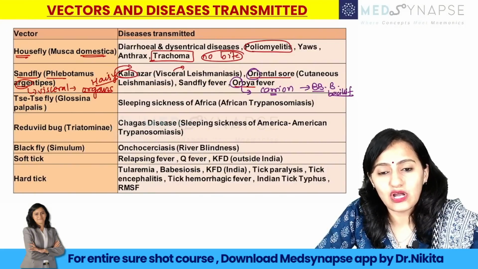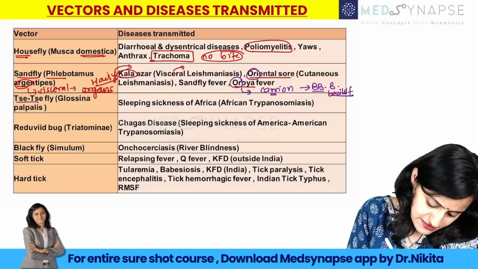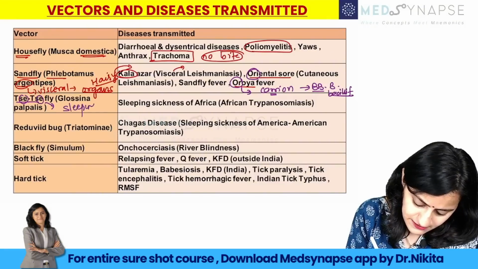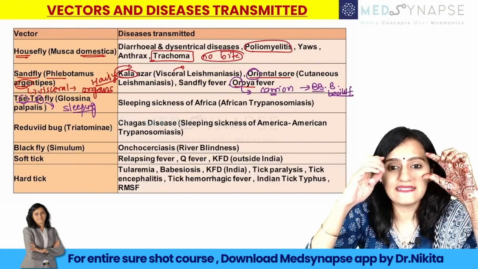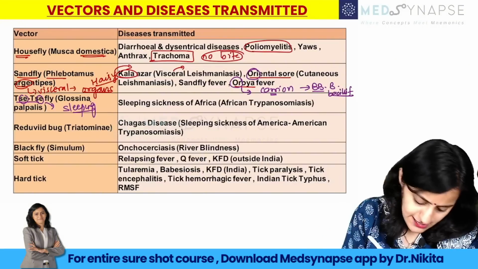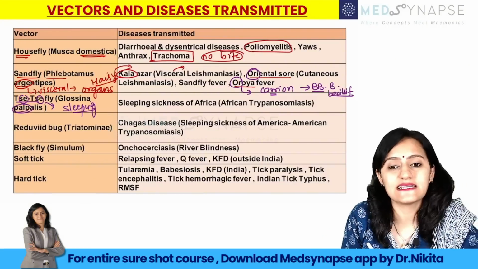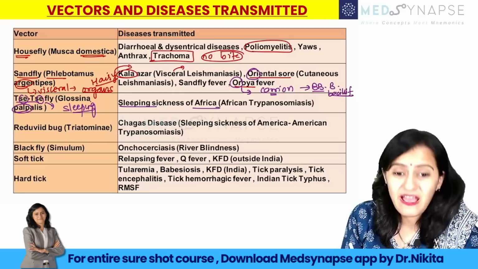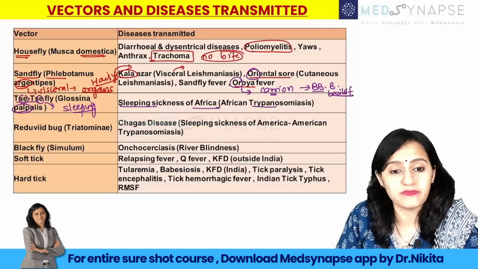Tsetse fly, Glossina palpalis. Remember tsetse, sleeping. Okay, sleeping sickness. When we sleep, the palpebrae, the lids close. Remember, palpalis is the tsetse, the sleeping one. Okay, and it causes the sleeping sickness of Africa, the African trypanosomiasis.